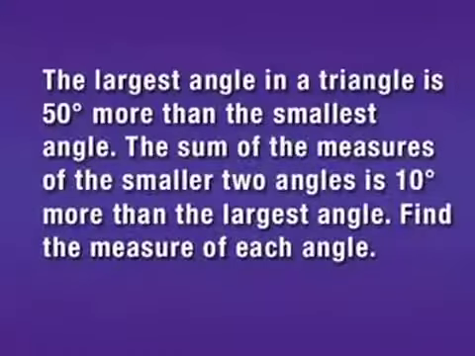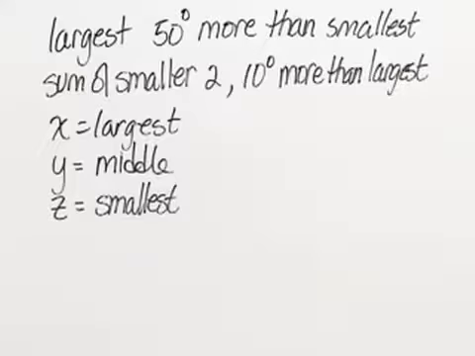The largest angle in a triangle is 50 degrees more than the smallest angle. The sum of the measures of the smaller two angles is 10 degrees more than the largest angle. Find the measure of each angle. So on the board, I've written the important information.